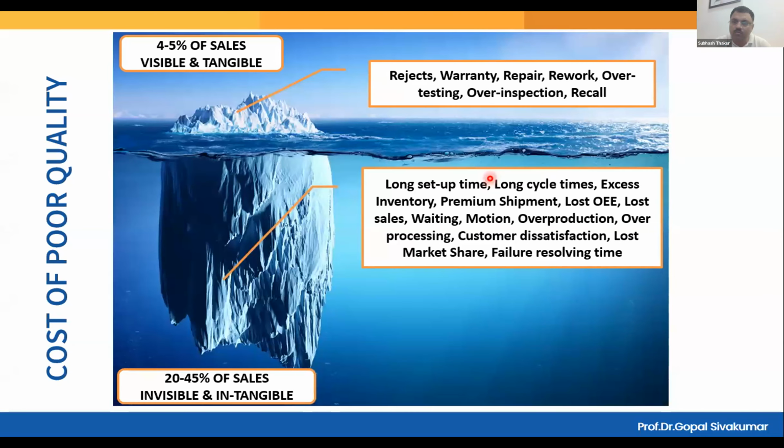800 it should have produced. That's the theoretical requirement, the theoretical projection. 800 it should produce. But then how much did it actually produce? 560. So 560 upon 800 is what percentage? 70%. So availability was 80%, but performance is 70%.